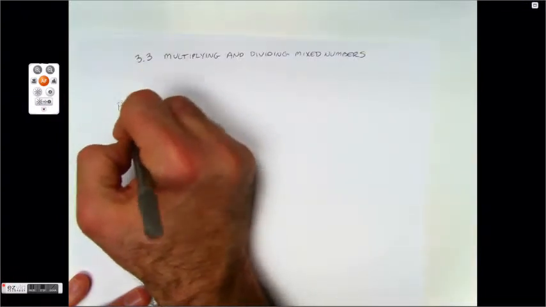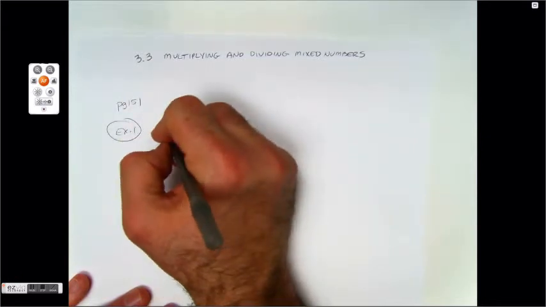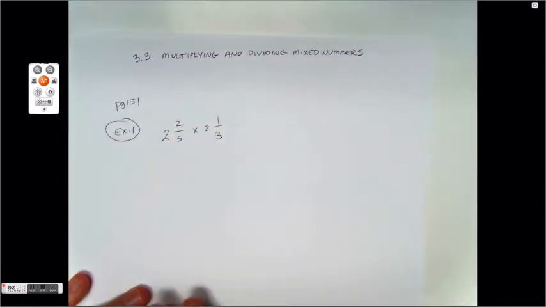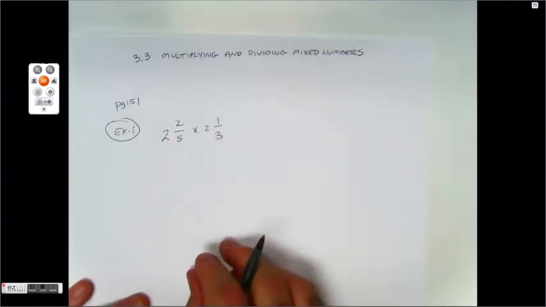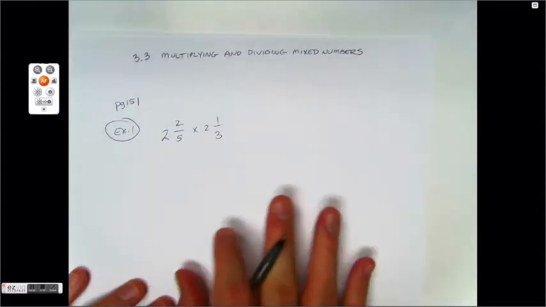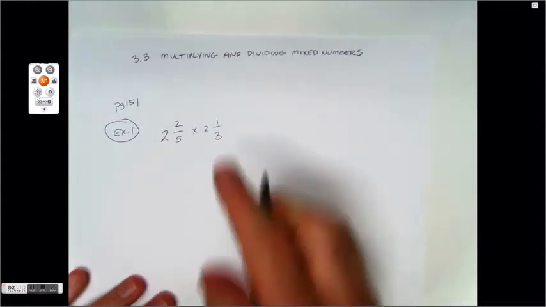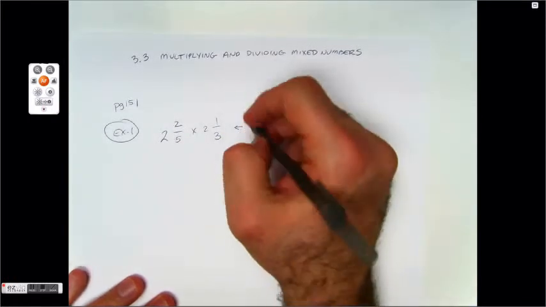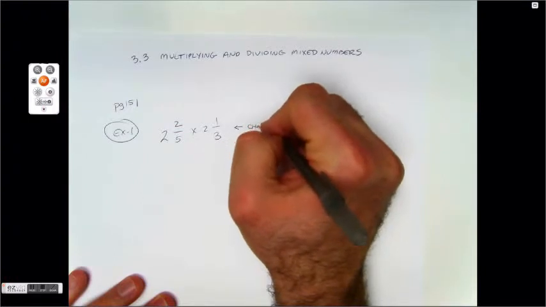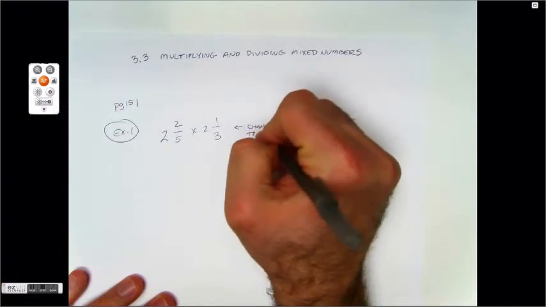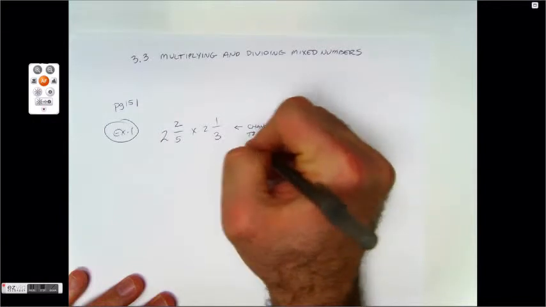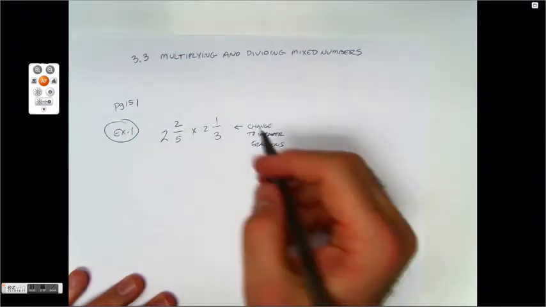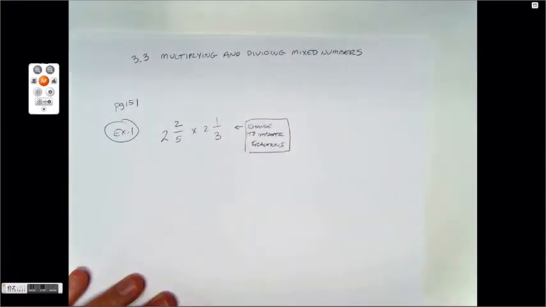This is example 1. Let's look at multiplying. We have 2 2/5 times 2 1/3. Now, to make the multiplication nice and efficient, what I'm going to ask you to do is, from now on, whenever you deal with mixed number multiplication, I want you to change to improper fractions. This is the key. Change these to improper fractions.